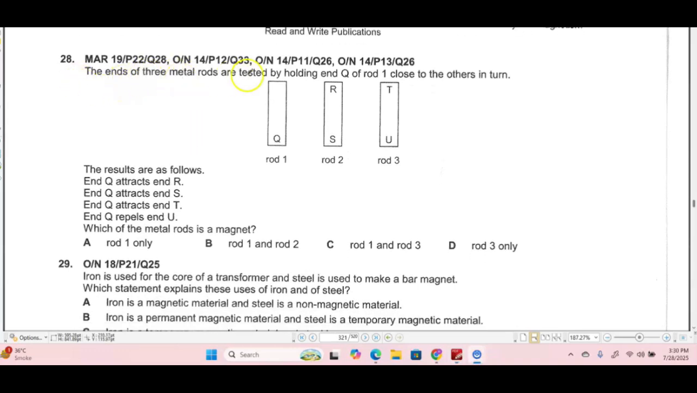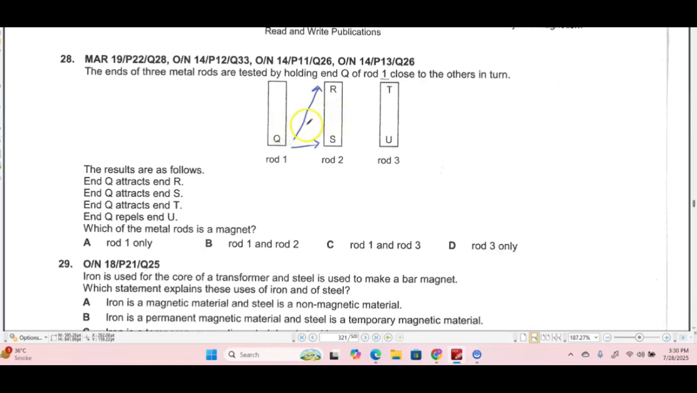The ends of 3 metal rods are tested by holding end Q of rod 1 close to the others in turn. The results show end Q attracts end R, and end Q attracts end S. So if both these ends are attracted, then one of these is a magnet and one of these is a simple magnetic material bar.